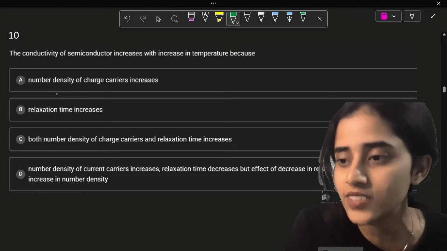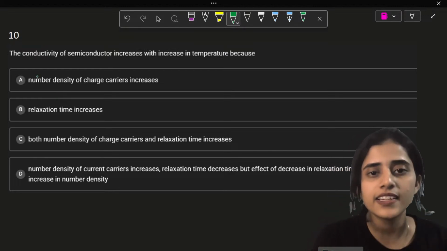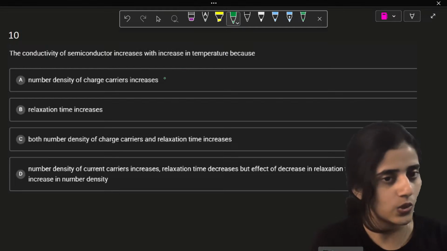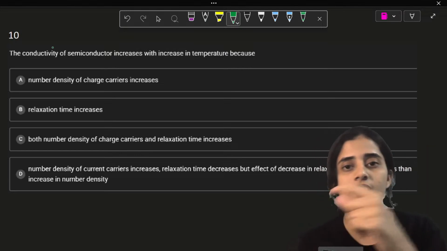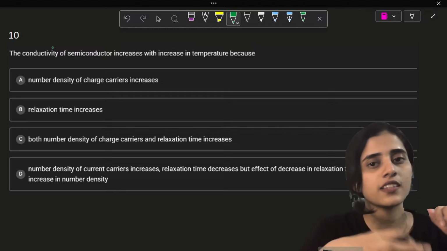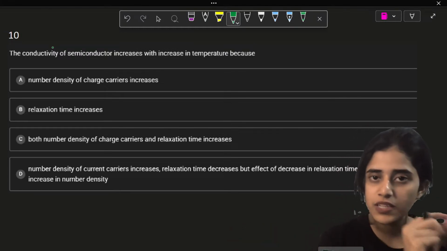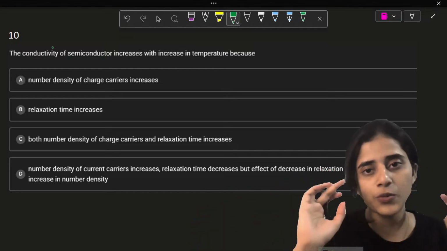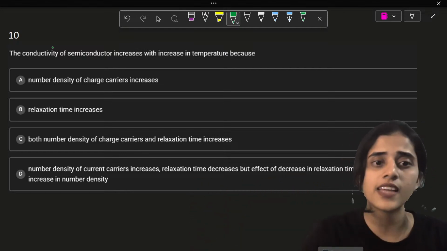Okay, next question. The conductivity of a semiconductor increases with increase in temperature because... Okay, let's see. What is conductivity? The ability of it to conduct, so charges can flow, so electricity can flow. So more electricity can flow when temperature increases. Why? That is the question. From the question it is clear that when the temperature is high, more electricity will flow. But why is this happening?